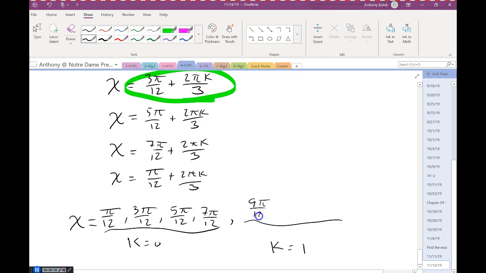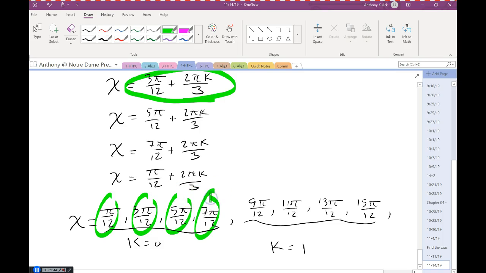So if I write these in ascending order, I'm going to have 9 pi over 12, I'll reduce that later. 11 pi over 12, I'll reduce that later. Nope, that one doesn't reduce. Never mind. 13 pi over 12 and 15 pi over 12, I'll reduce that later. Yeah, I just added 8 pi over 12 to each of those. Okay?